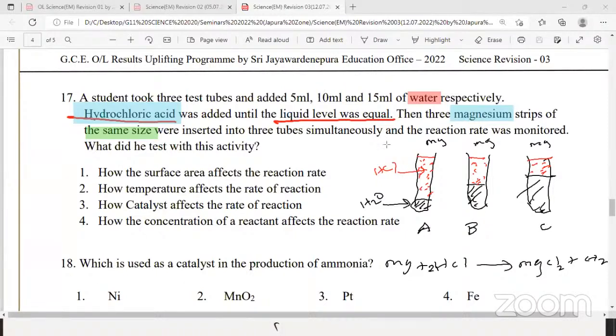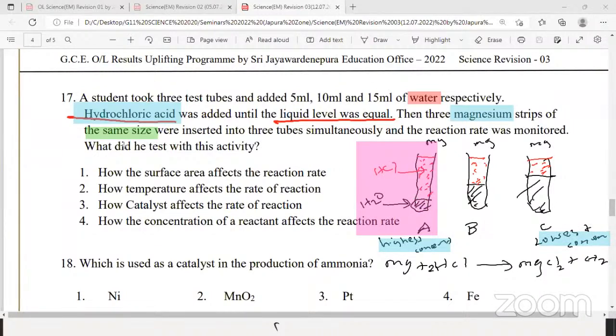Yes, the highest rate is from A. Why? It has the highest HCl concentration. More HCl, less water. So I'll write below A, highest concentration. C has the lowest concentration. So therefore the effect of which factor is tested here? Concentration of the reactants affecting the rate is tested here.